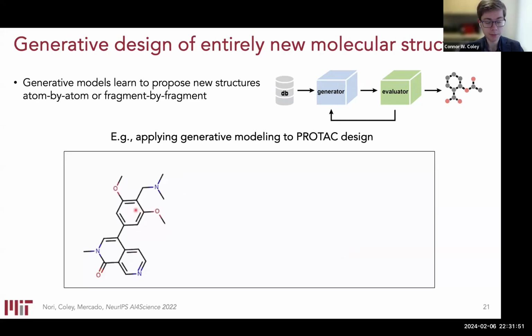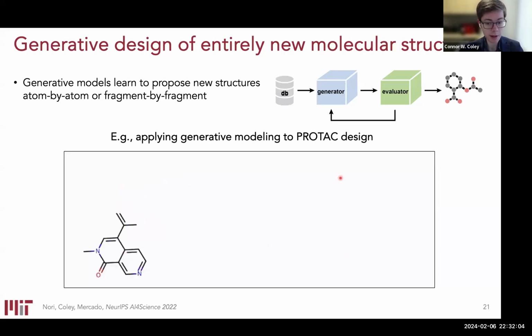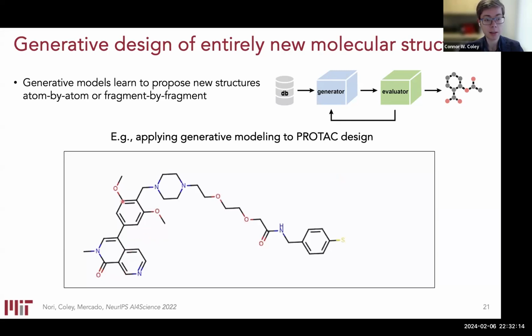And so as just an example, in this example we trained a property prediction model as the evaluator to predict the efficacy of a molecule as a protein degrader. Just using some public data, we didn't do any validation of this experimentally. But given the evaluator, this generator, which is a graph-based generator proposing molecules atom by atom, has learned to propose this new structure, which resembles very closely some real protein-degrading molecules. And so, of course, this is the kind of structure that we would then move on to testing experimentally.